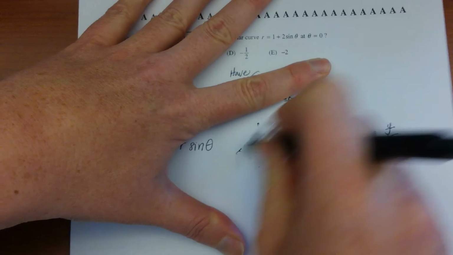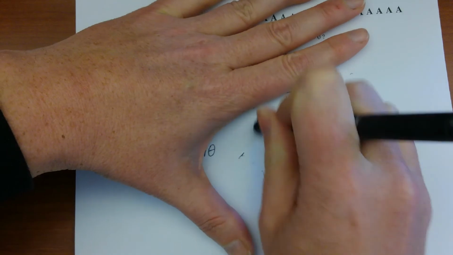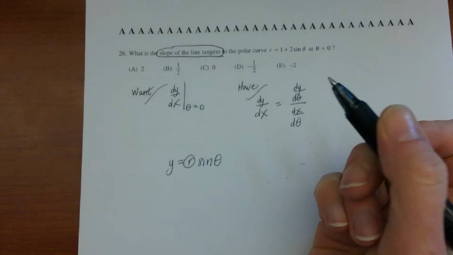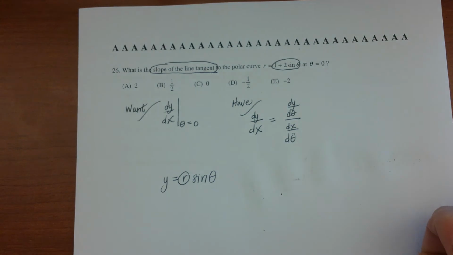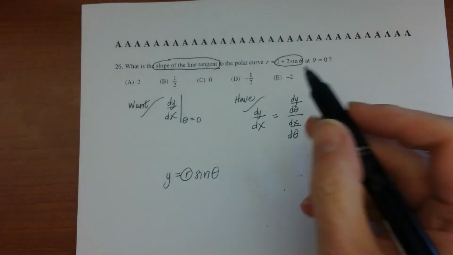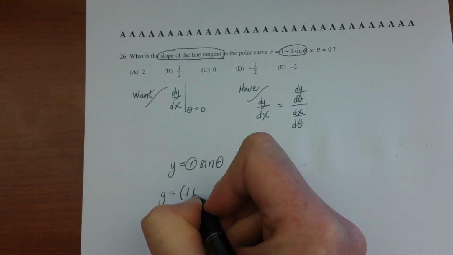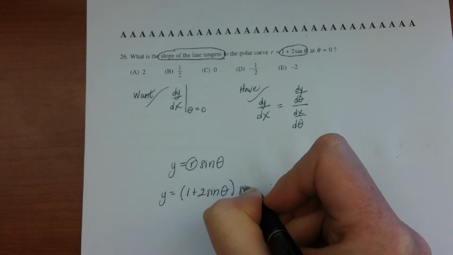Erase this off. Probably need that space in a second. And then we need this to be totally in terms of theta, so r is a problem. But for this problem, they defined r in terms of theta right there. So you're just going to make that substitution. So for this problem, y is 1 plus 2 sine theta, and then bring down that sine theta there.